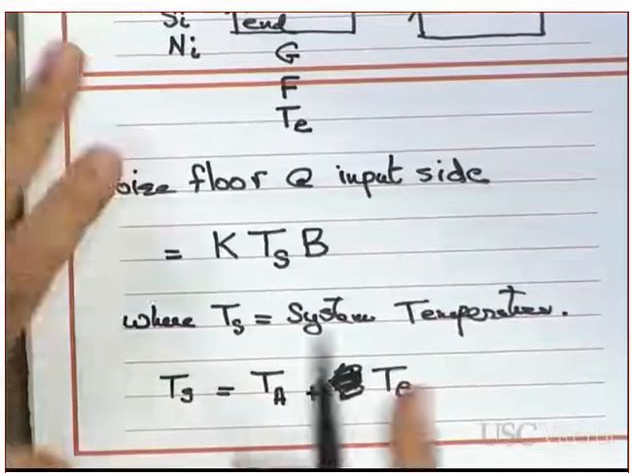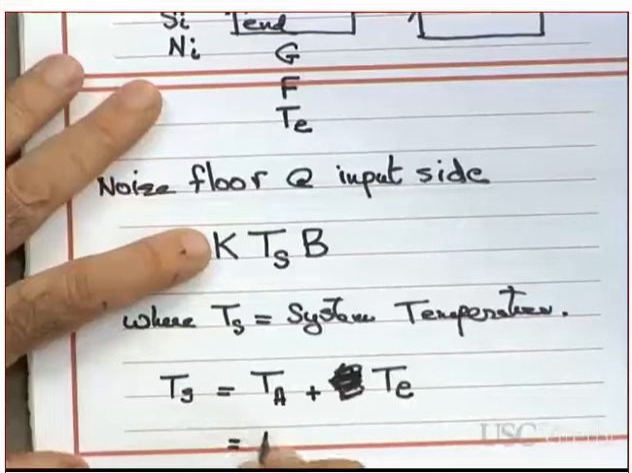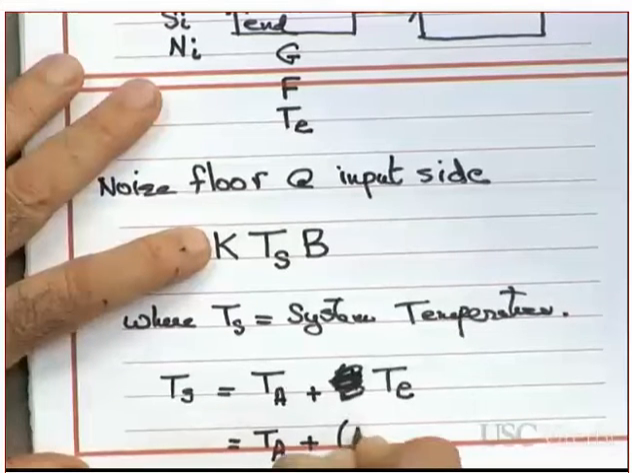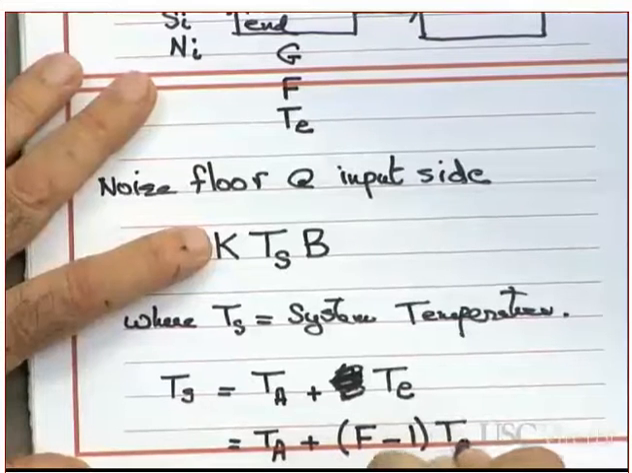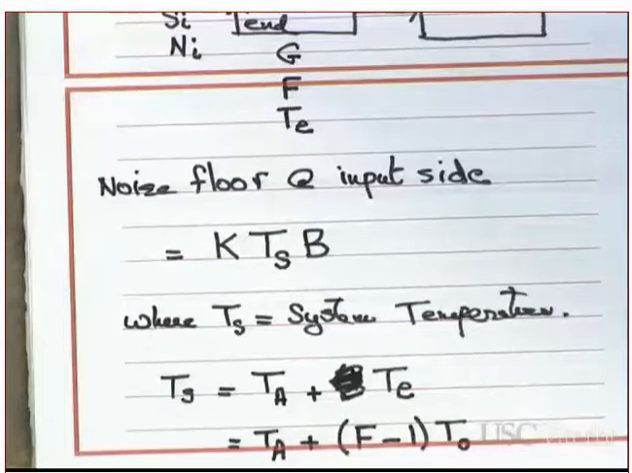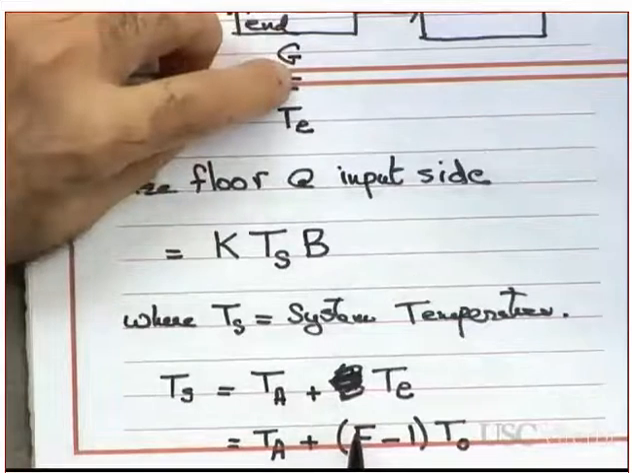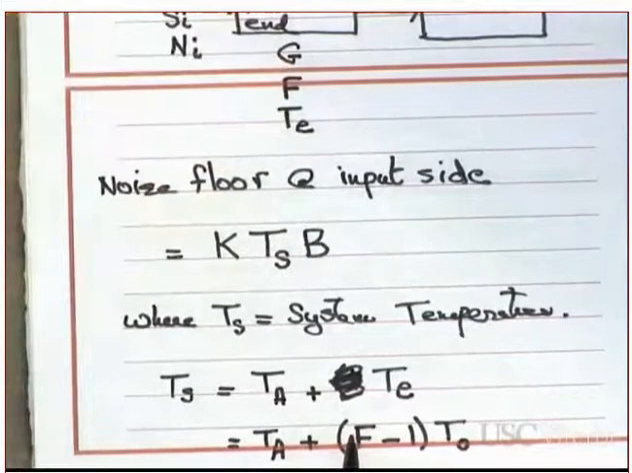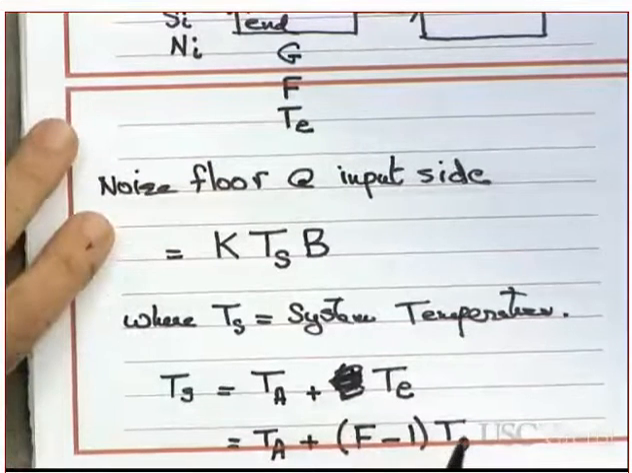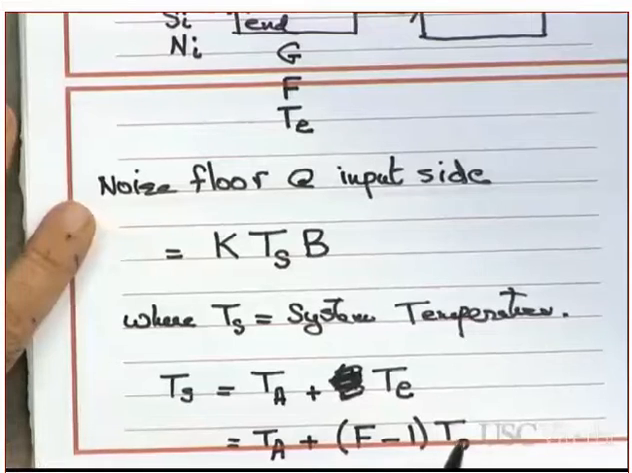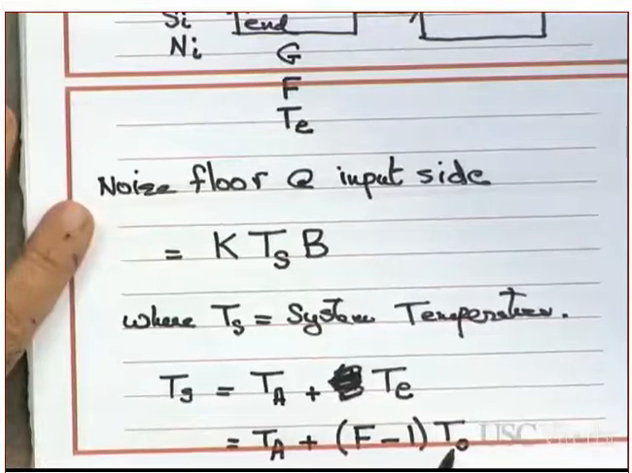Okay, and that's equal to TA plus F minus 1 times T naught. Did you get my point? Yes or no? Where F is the noise figure of the front end. Minus 1 times T0. This is the room temperature.